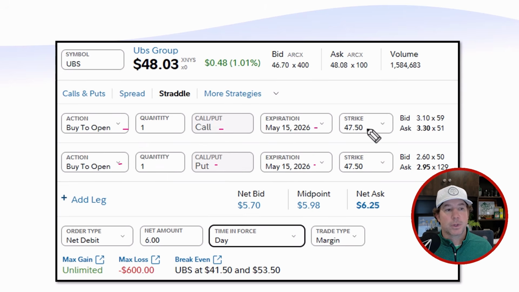This one's even out to May. They didn't have April expiration. We buy the 47.50s. That's closest to the price of the stock. The cost on this is $6, and that's $600. We've got our break-even prices here, 41.50 and 53.50.